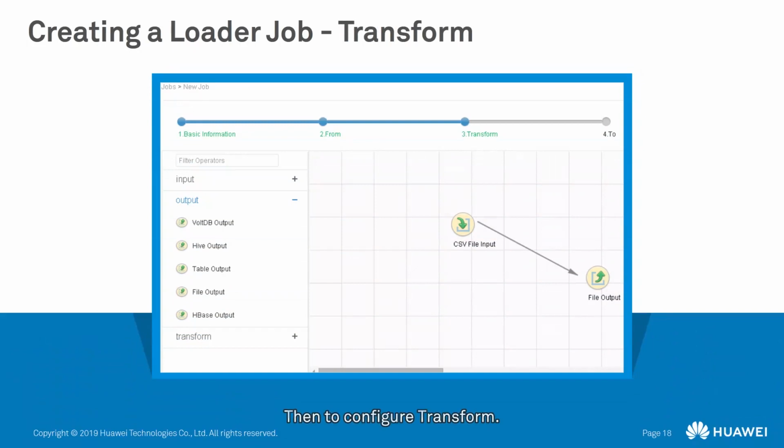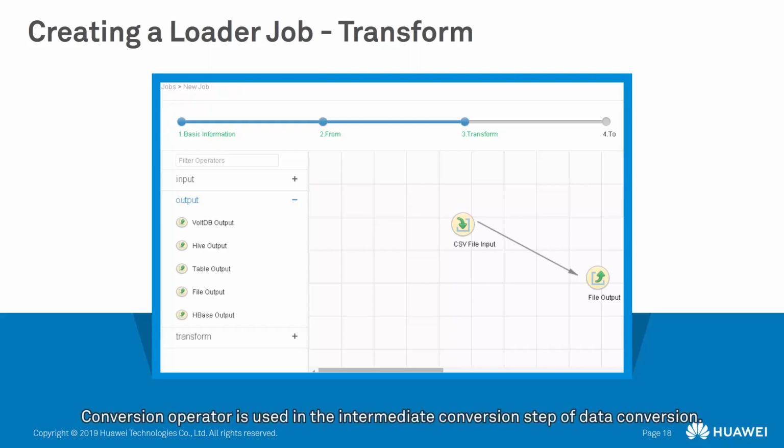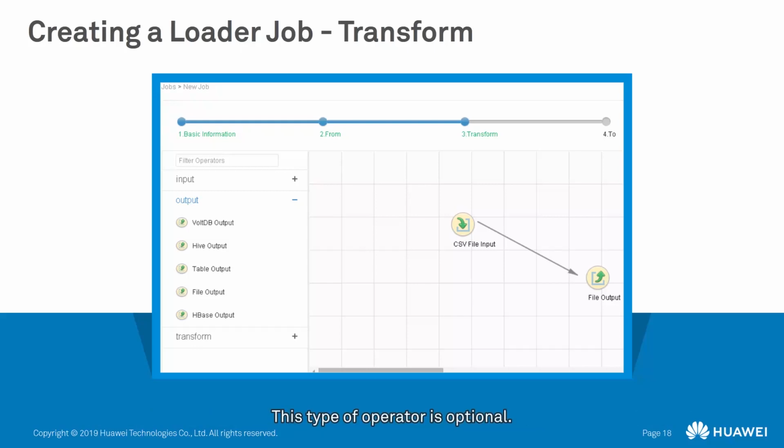Then to configure transform. Loader operators have three types: input operator, output operator, and transform operator. Input operator is used in the first step of data conversion. This type of operator converts data into fields. Only one input operator can be used in each conversion. Conversion operator is used in the intermediate conversion step of data conversion. This type of operator is optional. The conversion operators can be used together in any combination.